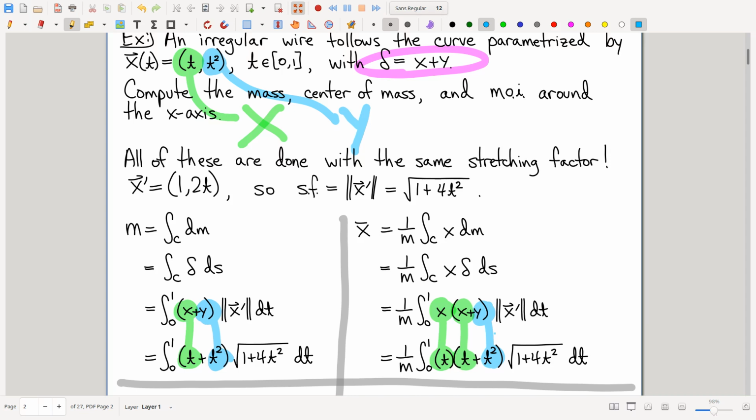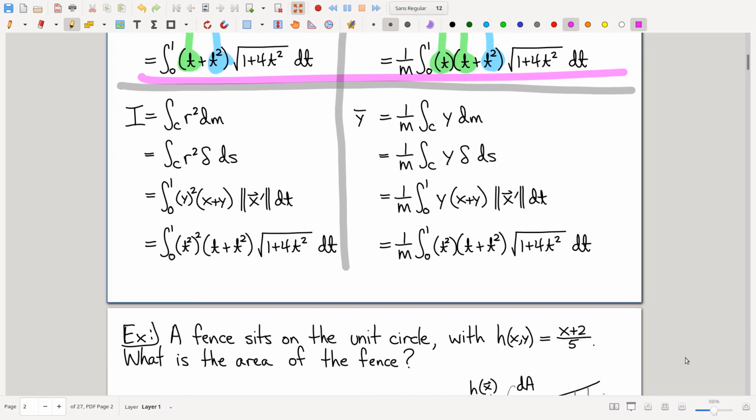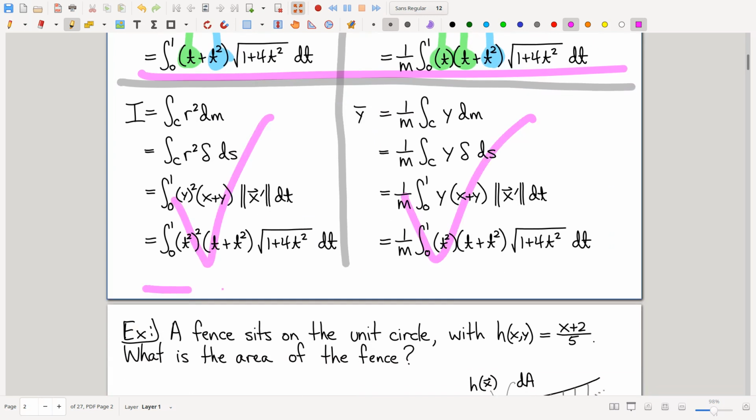Okay, so as I said before, I'm going to leave it to y'all to think through, by analogy, these last two integrals. We'll draw the line right there.